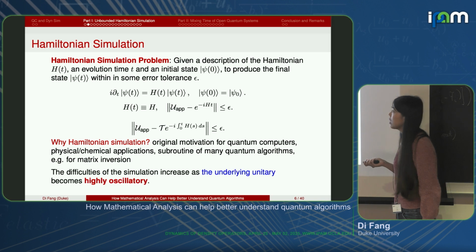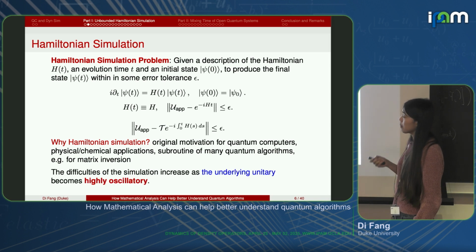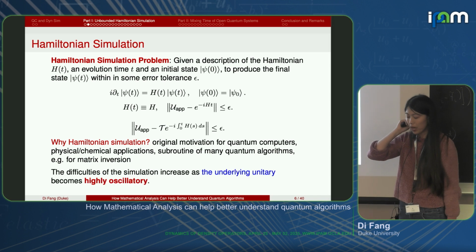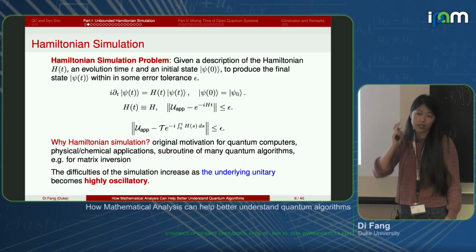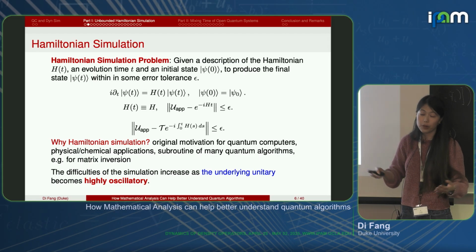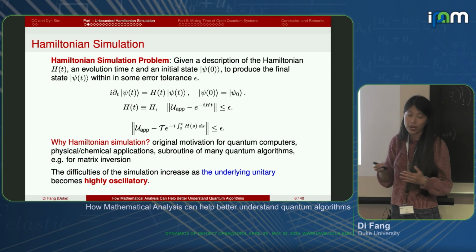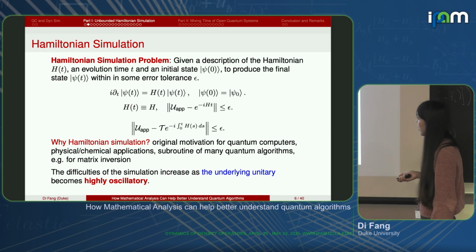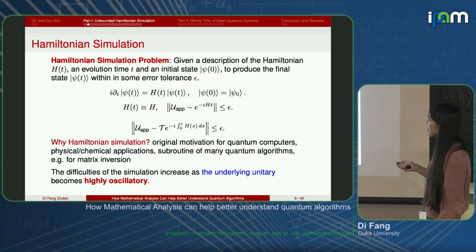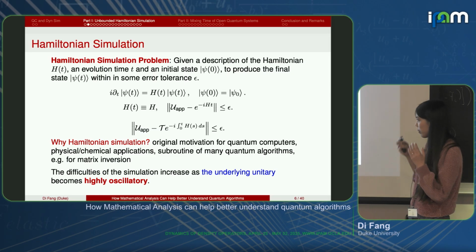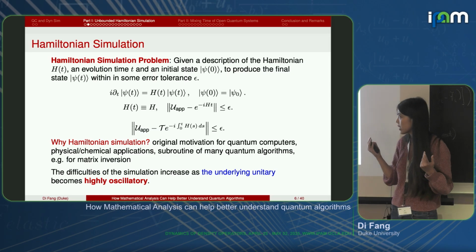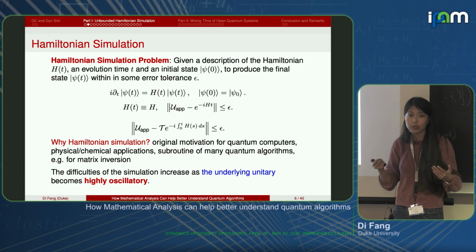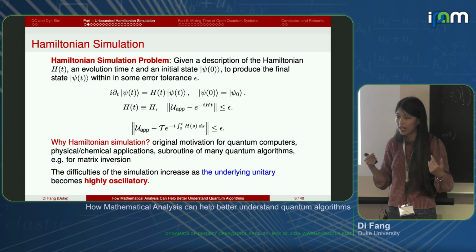You have to deal with that. So that's why Hamiltonian simulation remains one of the most basic and fundamental tasks, and is also viewed as a nearly, hopefully, achievable practical quantum advantage task. What I want to mention is that the difficulty of the simulation problem, on a very high level, you can imagine, increases as the underlying unitary becomes more and more highly oscillatory.